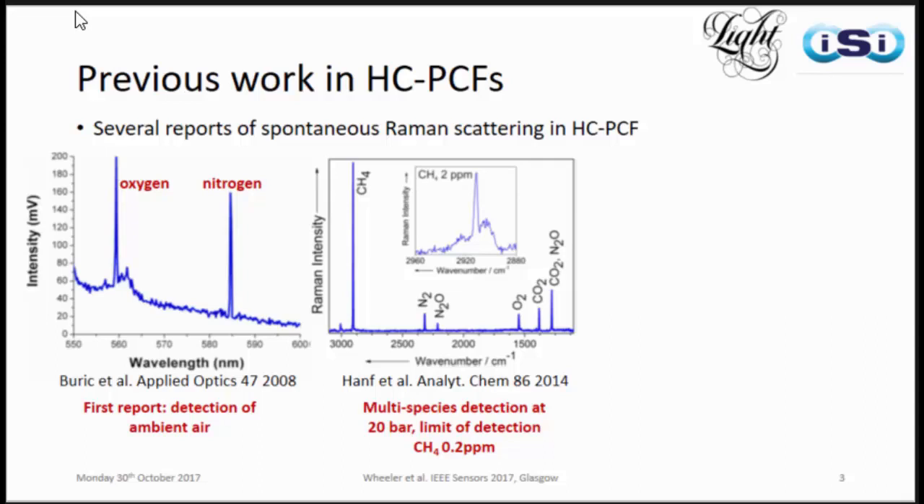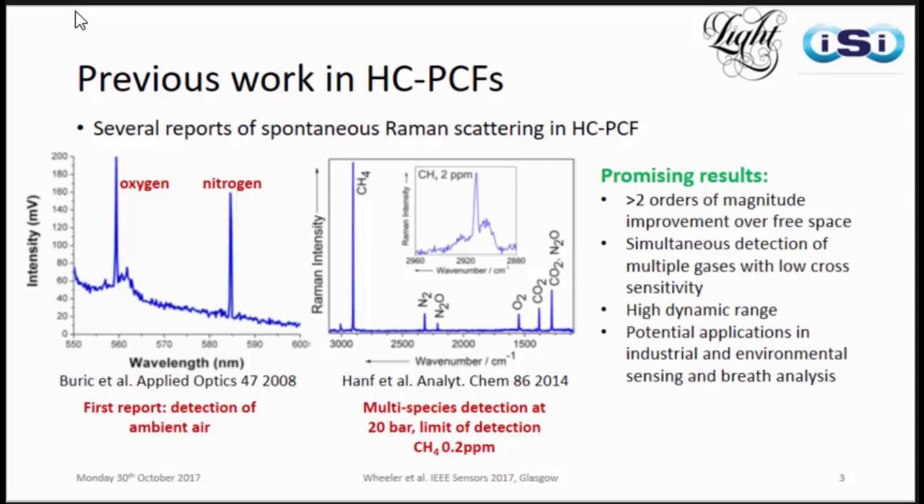Over the last few years, there have been several other reports with much improved signal to noise and looking at multi-component mixtures. And there's one nice example here from Hamp et al., where they have many different components in their gas samples at different concentrations, and they can quantitatively analyze the composition of the gas, looking at all the different components in a single shot. And using a higher pressure of around 20 bar, they can get to a limit of detection with methane of 0.2 ppm.